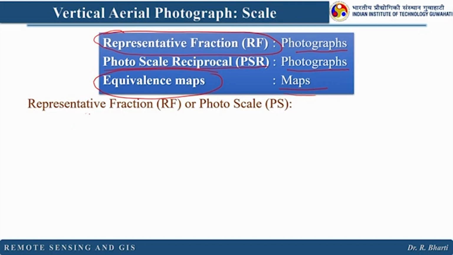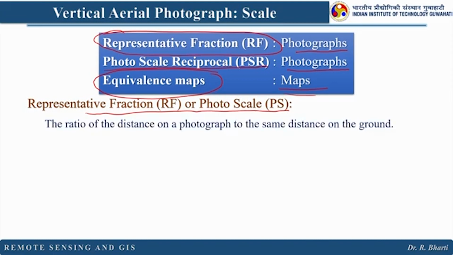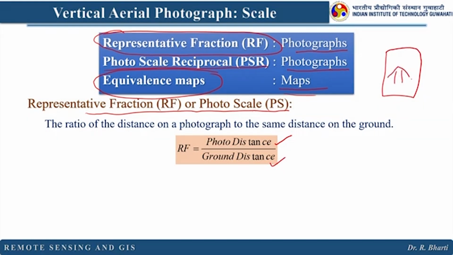First one is representative fraction or photo scale, both are the same. The ratio of the distance on a photograph to the same distance on the ground is known as RF, and here you can simply take the photo distance and ground distance. Again, this is your image and there is a house. On the image you know the distance from this wall to this wall, if you have high resolution data. Let us assume this is coming to maybe 5 pixels. So 5 pixels means 5 times the spatial resolution. If that is 5 into 2.5 centimeter spatial resolution, that will be your distance on the image.